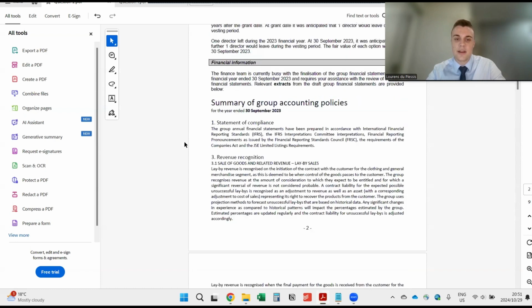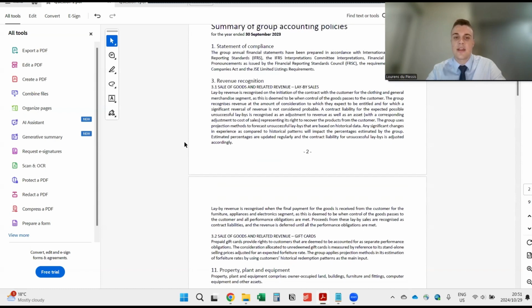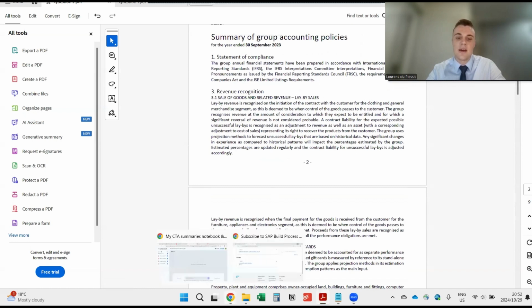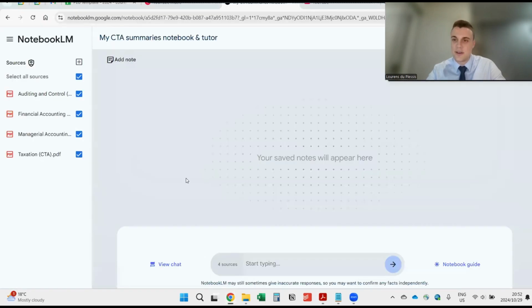You can see here it is about revenue recognition, sales of goods and related revenue, and then it's lay-by sales specifically. So if I go back to the AI tutor, while I was reading that question, I just completely forgot how to recognize lay-by sales. Like, is it on day one? Is it at the end of the term? Like, when do I do it? Like, where do I even start to think about this?